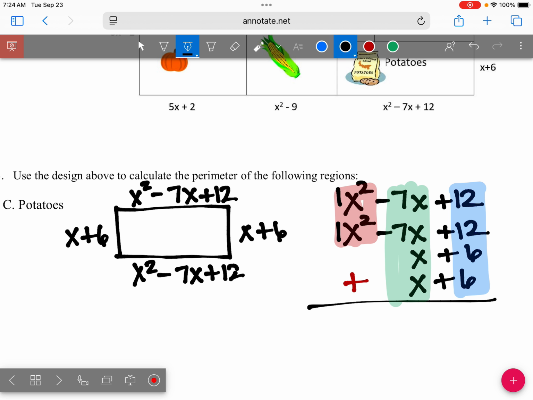All right, so take a moment and just add up going down the columns. Take 12 plus 12 plus 6 plus 6, see what you get. And then you have negative 7 plus negative 7 plus 1, see what you get. And then 1 plus 1.